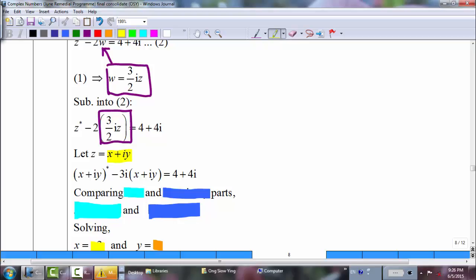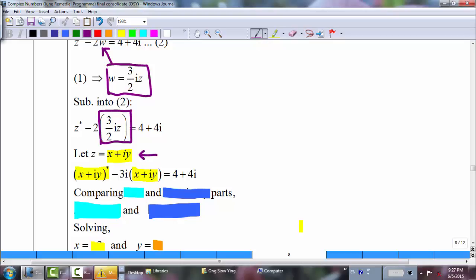By letting z be x plus iy, you will be able to work out the conjugate of x plus iy, which is x minus iy. Okay, then one equation, two unknowns, x and y. If you can find x and y, then you can find your z, because basically your z is just x plus iy.